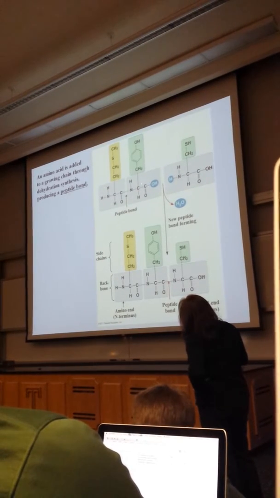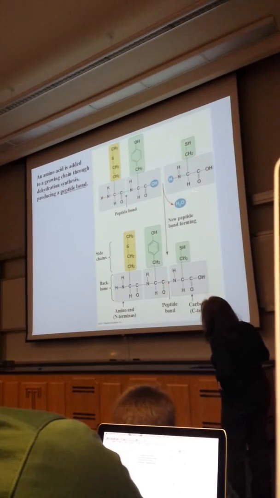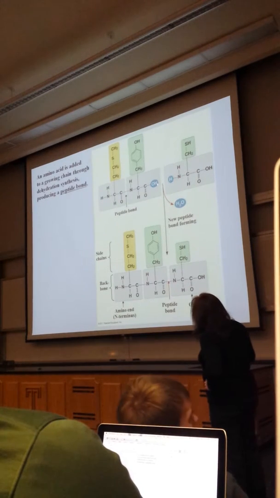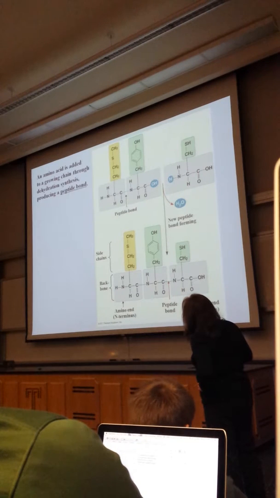The carboxyl group on this end of the peptide is going to donate a hydroxyl. This nitrogen, the amino group of the incoming amino acid, is going to donate a hydrogen to form a water molecule. And when these two groups are split off, a covalent bond is formed between this carbon and this nitrogen, and that is the peptide bond.